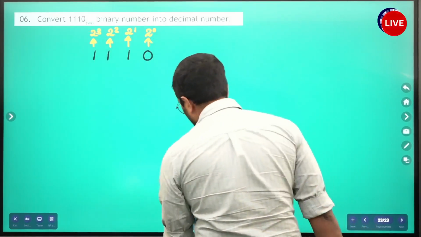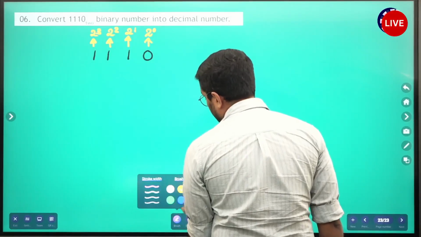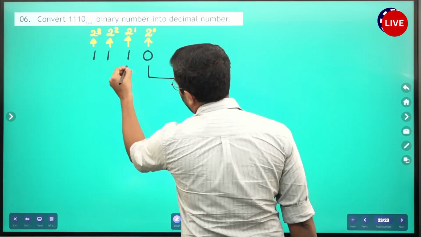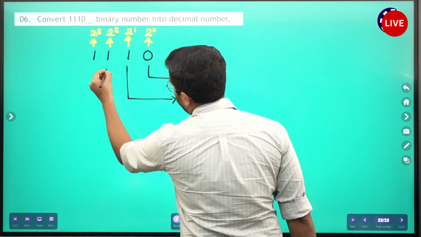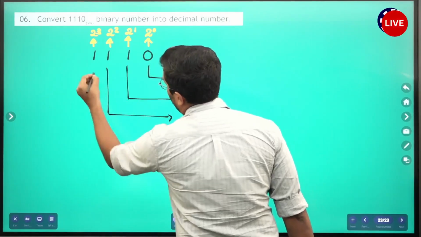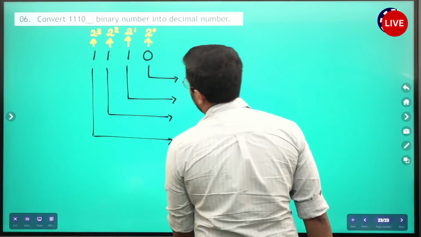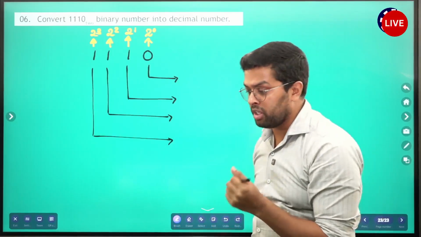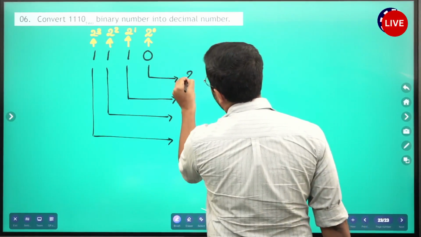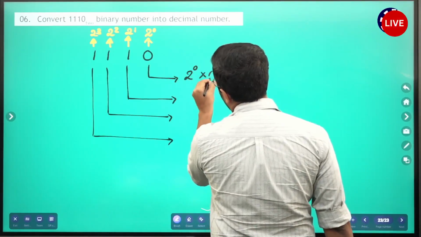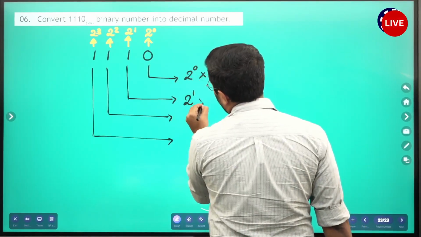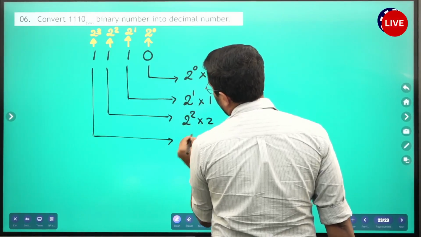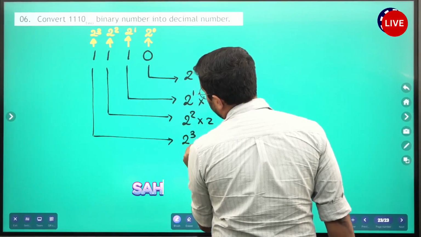Right. So, let's expand these values in order to convert this binary number into a decimal number. Right. Here you go. As I told you earlier, this 0 is actually not a 0. It's 2 to the power 0 times 0. Next one, 2 to the power 1 times 1. 2 to the power 2 times 1. 2 to the power 3 times 1.